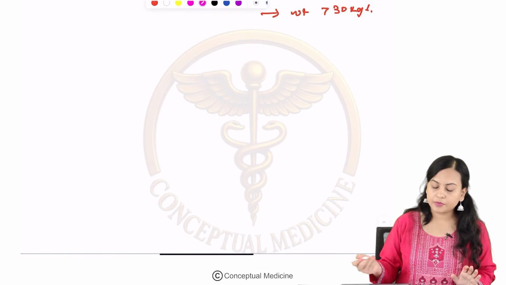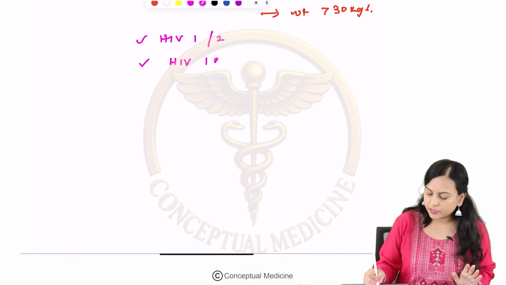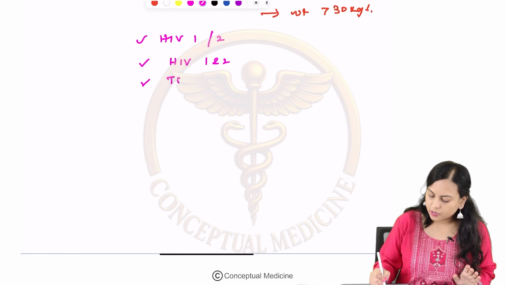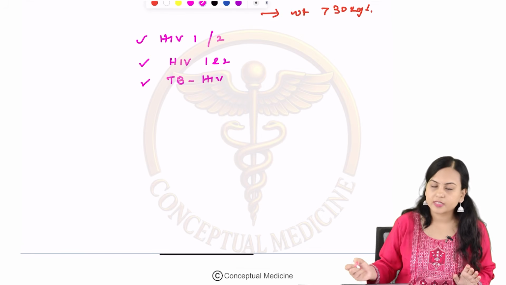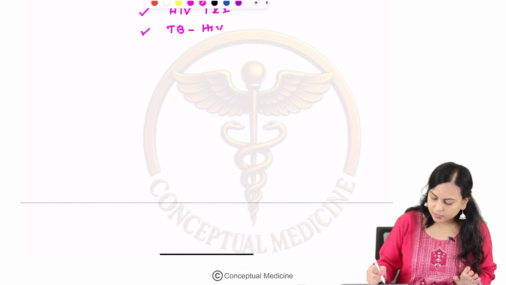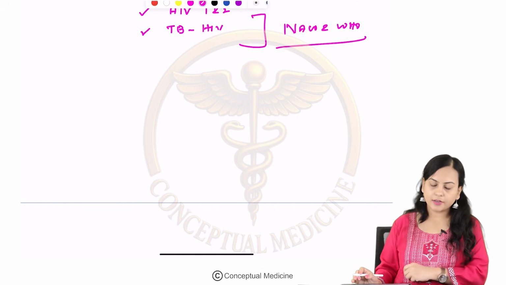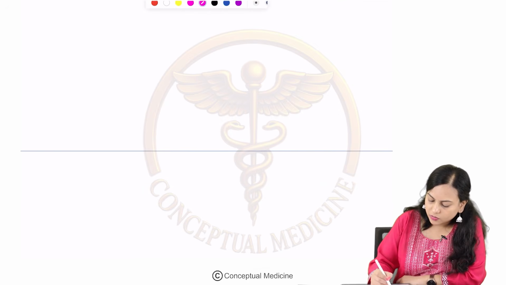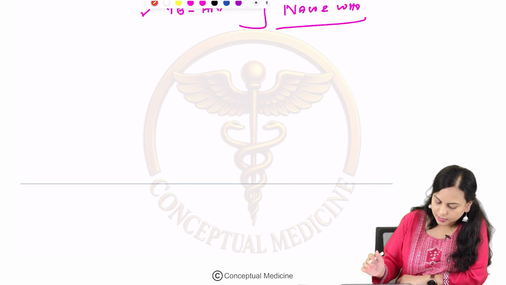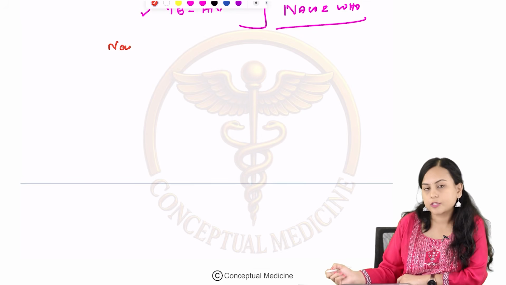And it can be prescribed for HIV 1 or 2, and if there is a co-infection of both HIV 1 and 2, when there is a tuberculosis infection associated with HIV, and this is recommended by NACO and WHO also. Clear? Yes. Now, we will see some of the drugs and their doses and the important side effects.